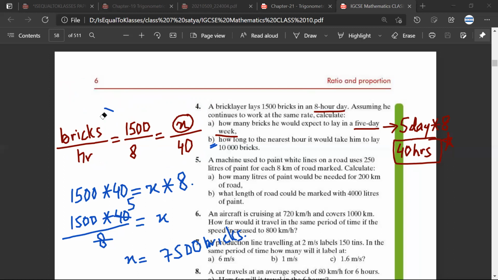So if 1 day is of 8 hours, then bricks upon hours equals 1500 upon 8 equal to 10,000 upon x. So 1,500 into x equals 8 into 10,000.